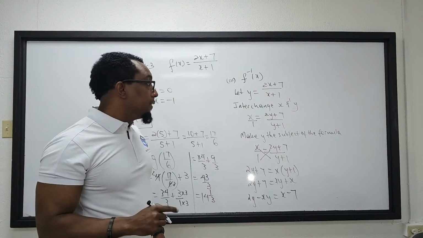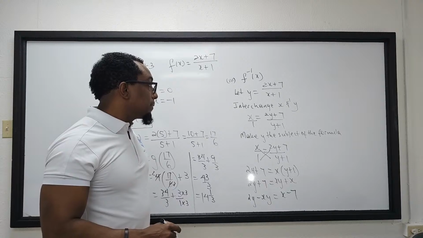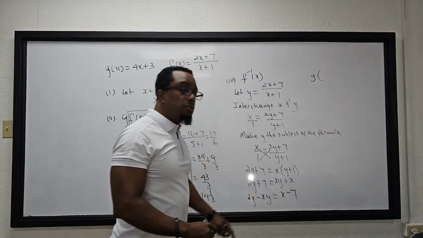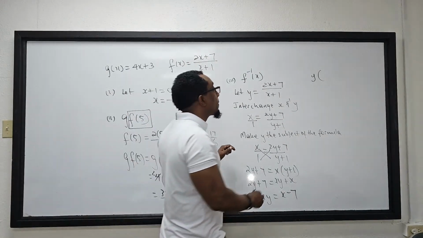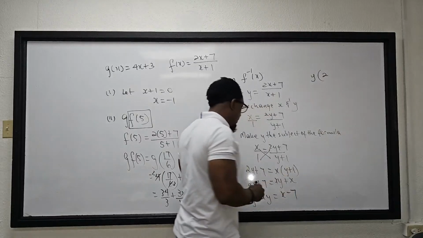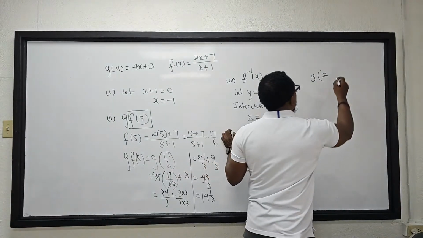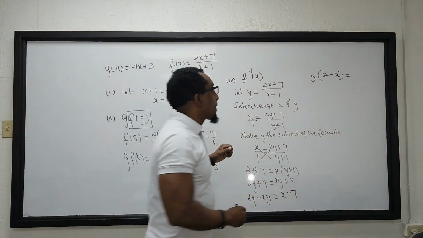And then on the left hand side, to make y the subject, I have 2 terms involving y, I need 1. So to make that happen, I have to factorize. So I'm going to put out y as my common factor. Y is common, I take out y, divide y into 2y to give me 2. And divide y into negative xy to give me negative x. Is equal to x minus 7.